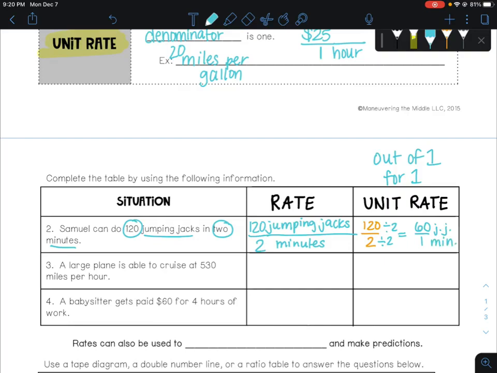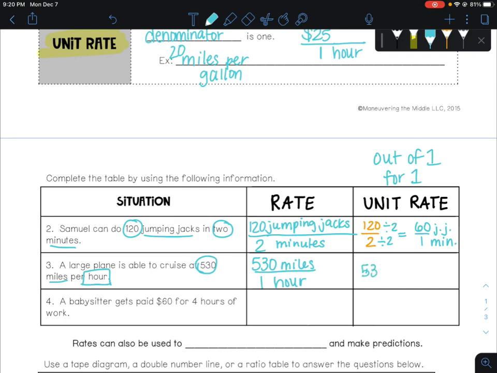Okay? Number 3, a large plane is able to cruise at 530 miles per hour. So we don't see here the number 1, but when you see per hour, it's just an invisible number 1. So this is going to be as a rate 530 miles over 1 hour. And if we check, it's actually already out of 1, which means this is already a unit rate.